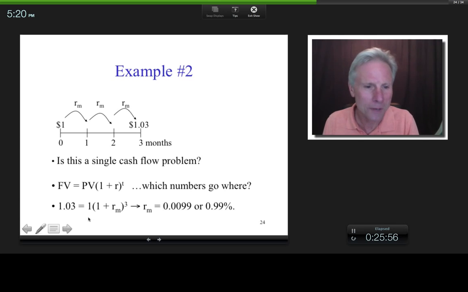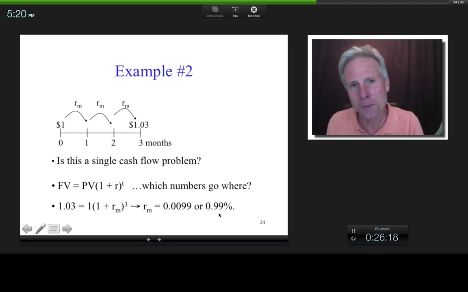So if we put in those numbers, here's the future value, the 1.03. Here's the present value, the 1. I'm solving for effective monthly rate. Here I have 3. I'm bringing it forward 3 times. And if you do the algebra, then you would solve for the effective monthly rate being 0.99%. Now I'm not typically going to do the algebra because it's a finance class, but just in case it's helpful, I'll go ahead and do it this time.